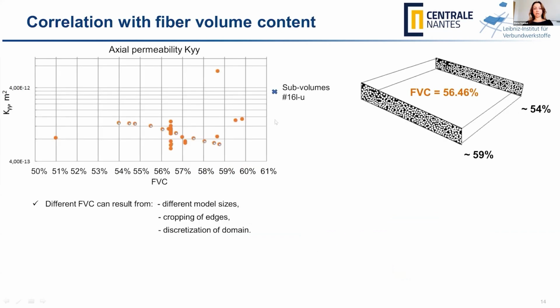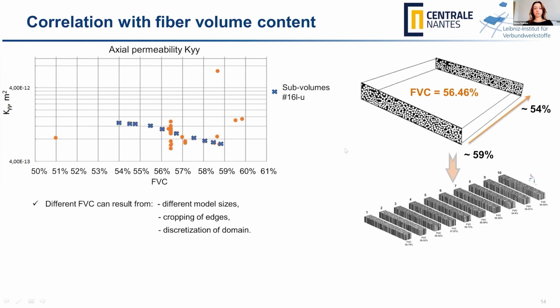Another important parameter, as I just said, is the fiber volume fraction. Since we perform the calculation based on the image, it can vary from method to method because different model sizes are used, cropping of the edges some participants applied, and also the discretization of the domain. And what we knew for this particular sample is that, moreover, the fiber volume fraction varied along the fibers.